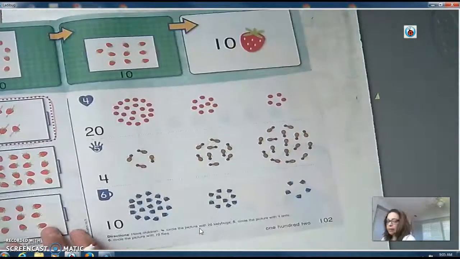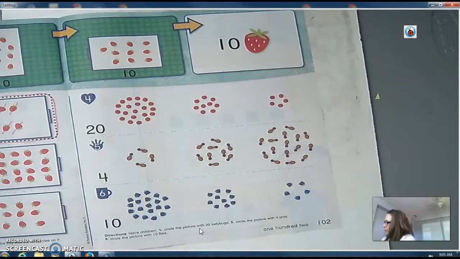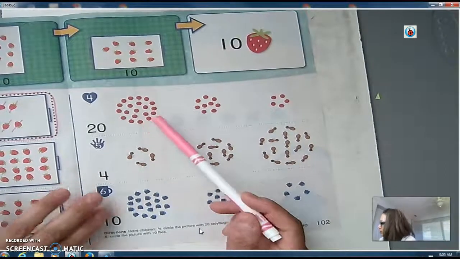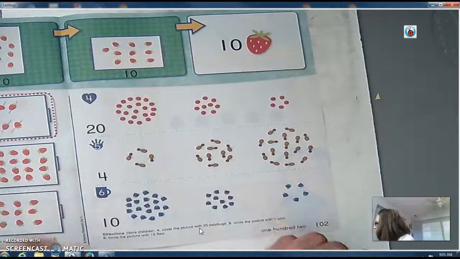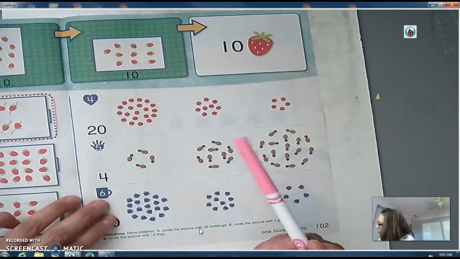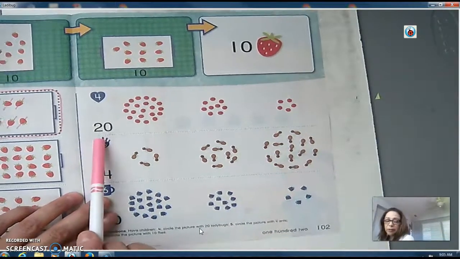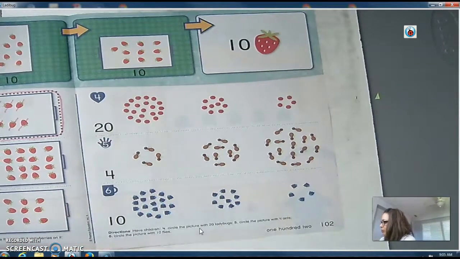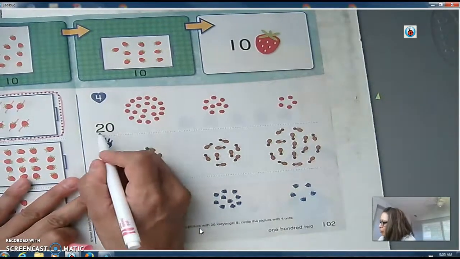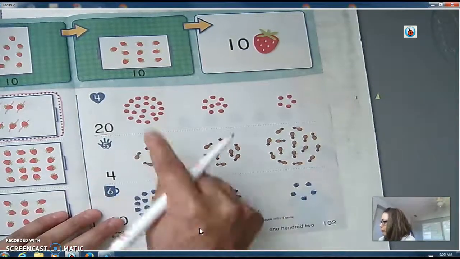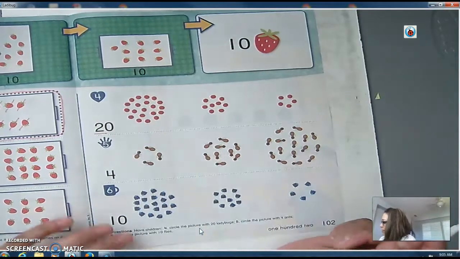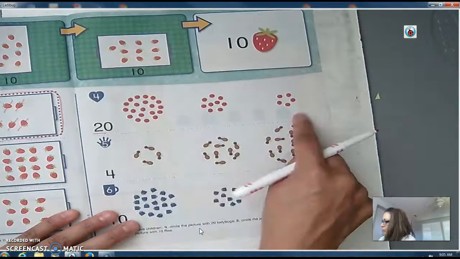All right, let's look at number 4. This time it's a little tricky because we got some things that are really tiny. I think they're ladybugs, right? So we have the number 20. Now let's remember what 20 is. 20 is 2 circles of 10, right? Which one do you think would have 2 circles of 10?